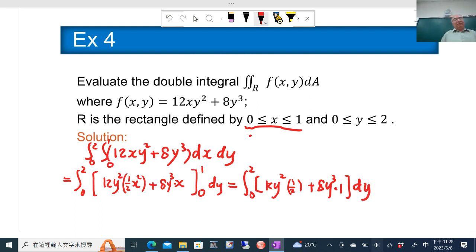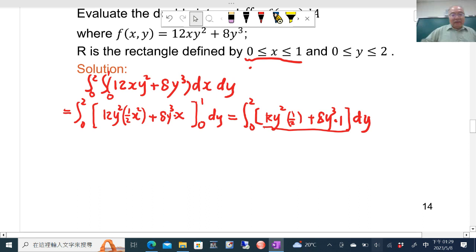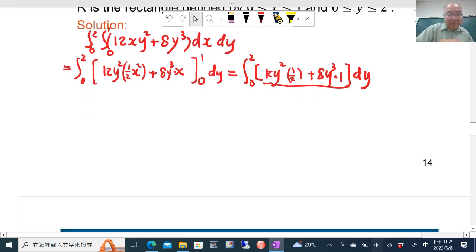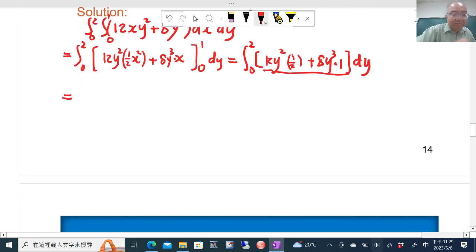dy. So as you can see, what happened here? We have a new function which involves variable y only, with no more x, because we substituted x by plugging the lower limit and upper limit into the subtraction. So no longer variable x. The only variable left will be y.